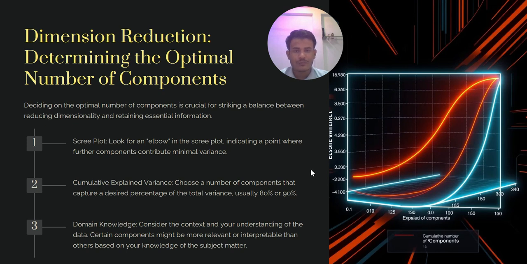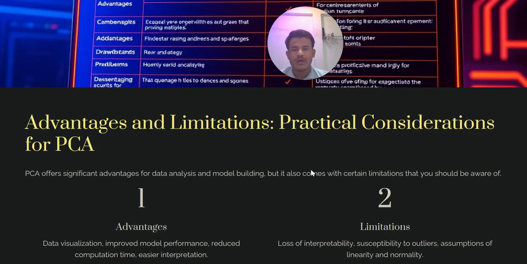Let's move to the next topic. So, what are the advantages and limitations of PCA? Advantages of PCA: it is used for data visualization, improving model performance, reducing computational time, and easier interpretation. Limitations: loss of interpretability in PCA, susceptibility to outliers, and assumptions of linearity and normality.